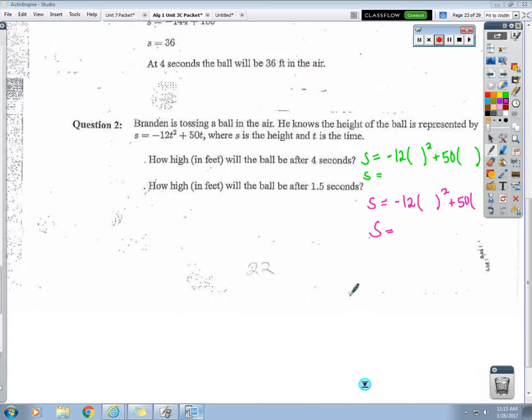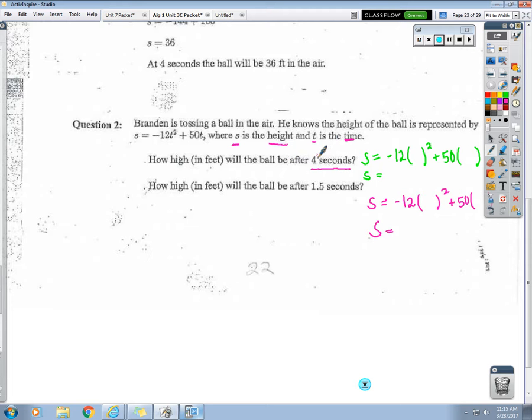Brendan is tossing a ball in the air. He knows the height of the ball is represented by the equation s equals negative 12t squared plus 50t, where s is the height of the ball and t is the time. How high in feet will the ball be after 4 seconds?